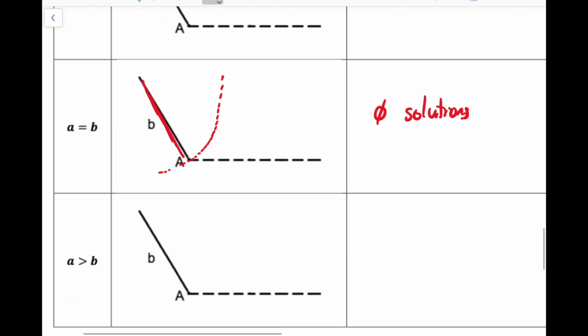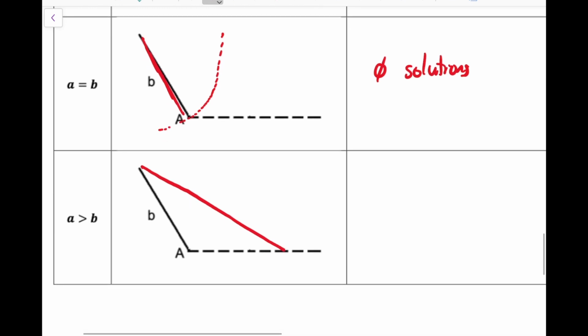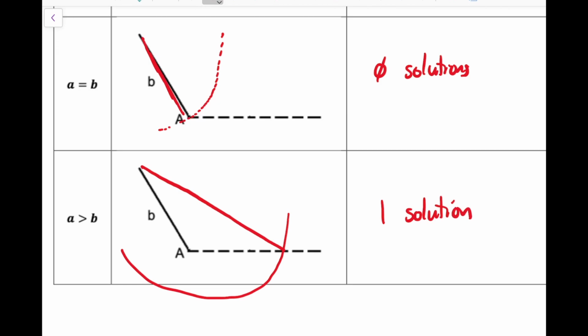So our last one is when A is bigger than B, and this does work, right? If you swing this out far enough, you're definitely going to get a triangle over there. And sure, we'll run into the same thing as last time where it would make a triangle on the left here, but we don't care about the left side. We only care about the right, so we do end up with one solution.